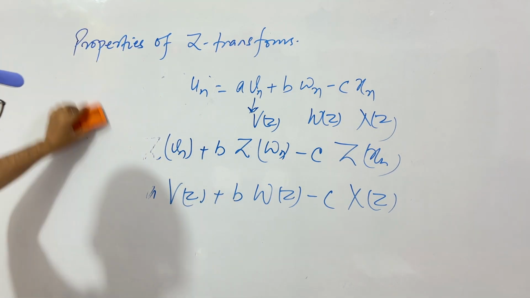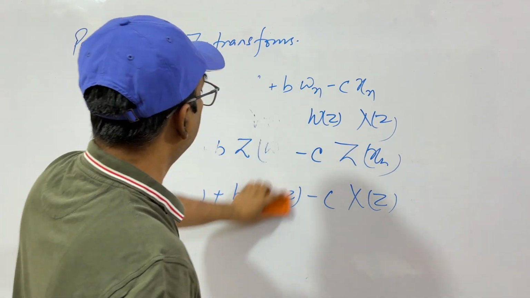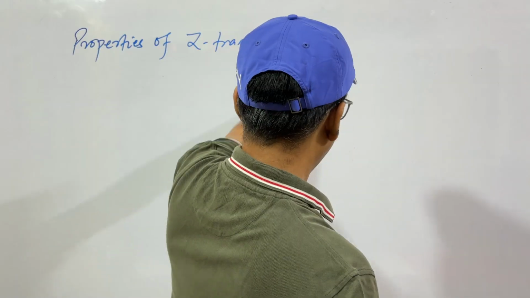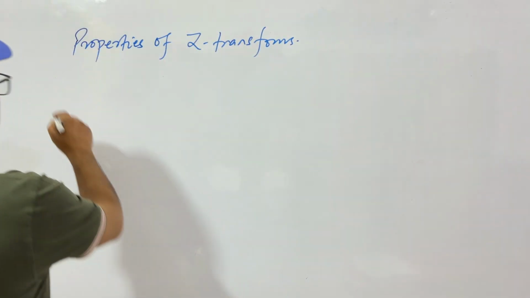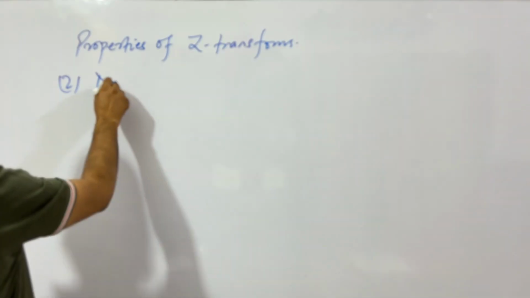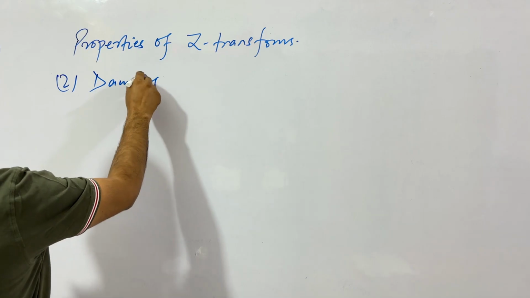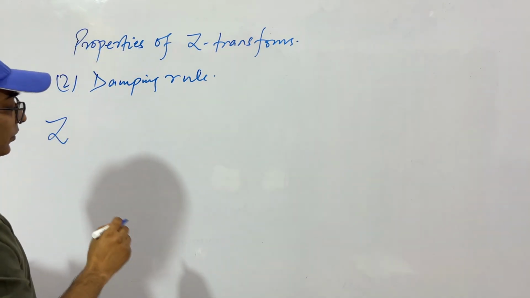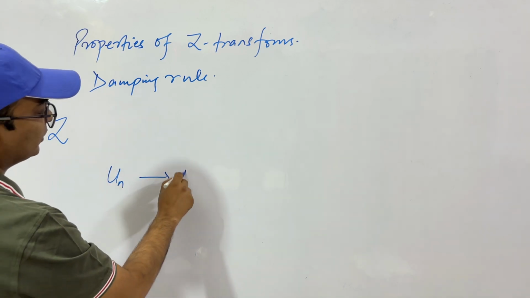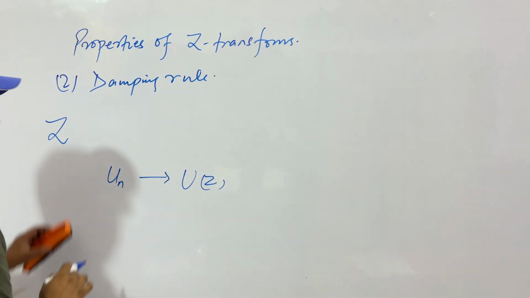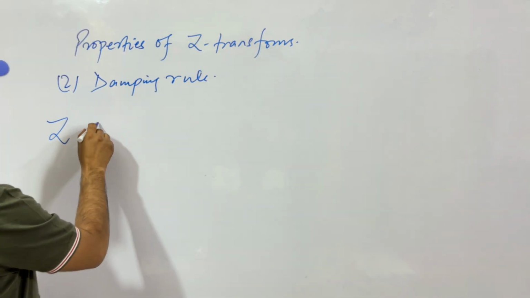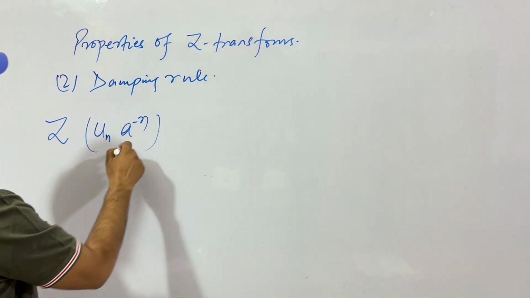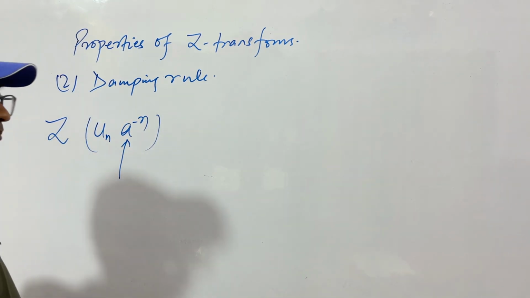Now let's see the second property, which is also very important. It is called the damping rule. We know that for u(n) the transform is U(z). Let's take this: what if u(n) is multiplied by a to the power minus n? We have a damping function here.